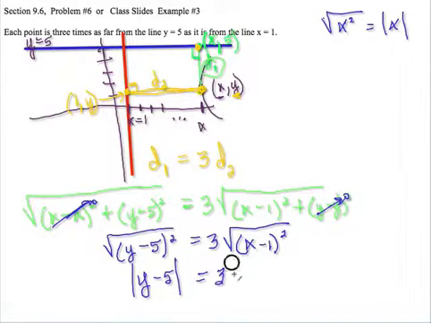3 times, and this is going to be the absolute value of x minus 1. Do you see? Because it happened to be that I can just take the square root of both sides, and I can see that that's what that equation is going to become, which is just the line. y minus 5 equals 3 times x minus 1, point slope form. You can see what the line would be here.